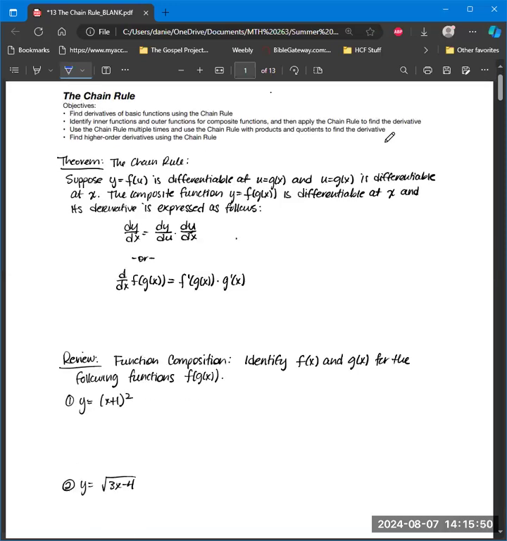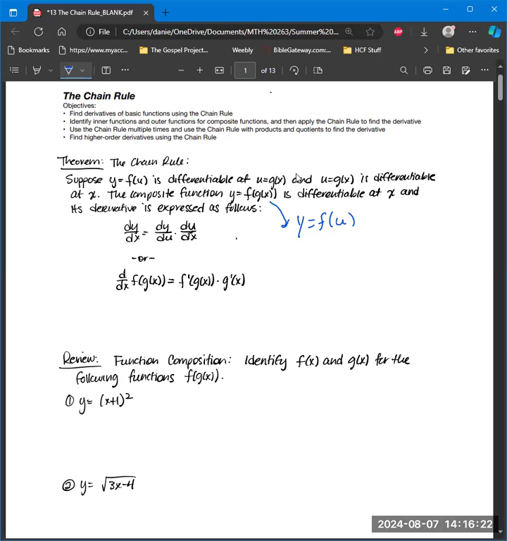So let's first define what the chain rule is. Using this theorem, suppose y equals f of x is differentiable at u equals g of x, and u equals g of x is differentiable at x. The composite function y equals f of g of x, which is the same thing as y equals f of u, is differentiable at x, and the derivative is expressed as follows.